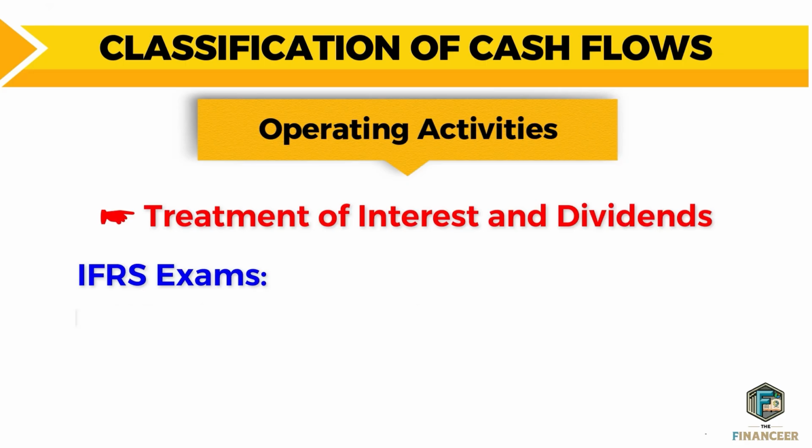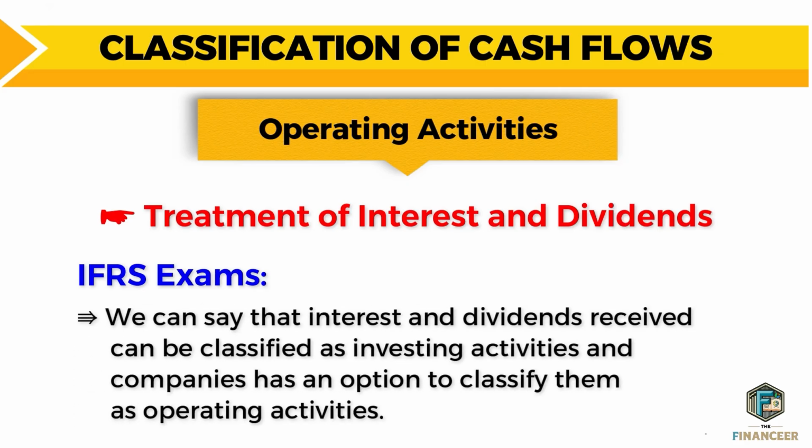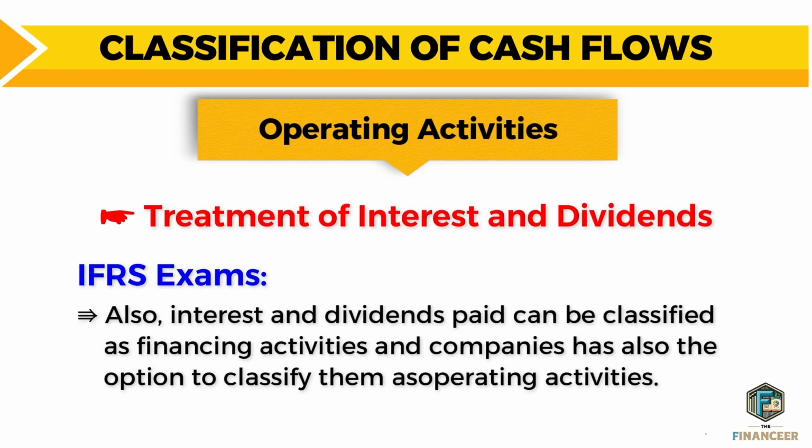So in brief, if we need to set a rule, we can say that interest and dividends received can be classified as investing activities, and the companies have an option to classify them as operating activities. And on the other hand, interest and dividends paid can be classified as financing activities, but companies also have the option to classify them as operating activities.